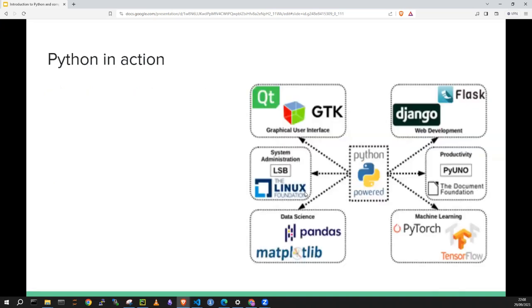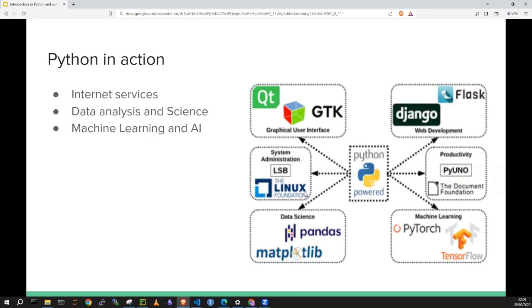Right, so where is Python in action? Excuse this blurry image, but you can see it's used in graphical user interfaces and Django for web development, machine learning, and data science is quite good. So Python is broad, right? It's used every day and everywhere. It's used in search engines, cloud storage tools, social media, a lot of places. Whenever you use these services, I'm sure you will appreciate that Python is quite close. Right, so internet services, data analysis and science, machine learning and AI, and in systems architectures, right?